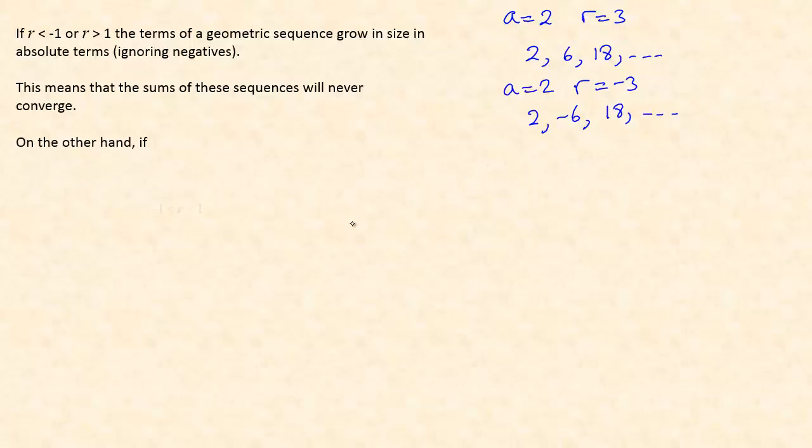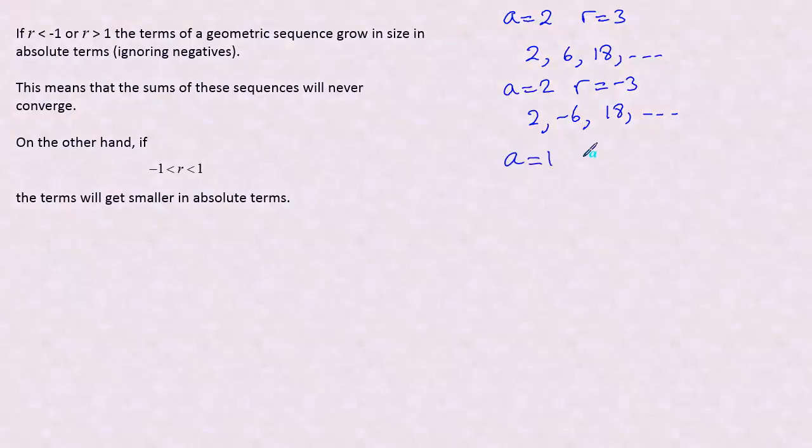On the other hand, if r is between -1 and 1, the terms will get smaller in absolute terms. And that's an easy one to think about. If a is 1 and r is 1/2, then we'd have 1, 1/2, 1/4, 1/8, and so on. So the terms are getting smaller, and it doesn't matter if this is negative, the terms will still be getting smaller in absolute terms, i.e. if we ignore the negatives.